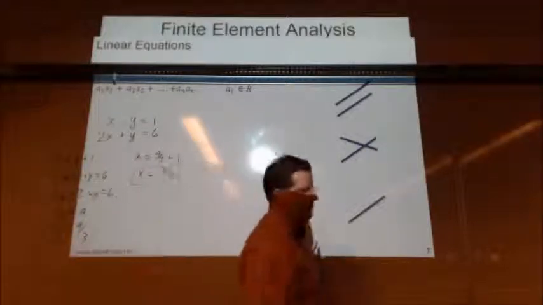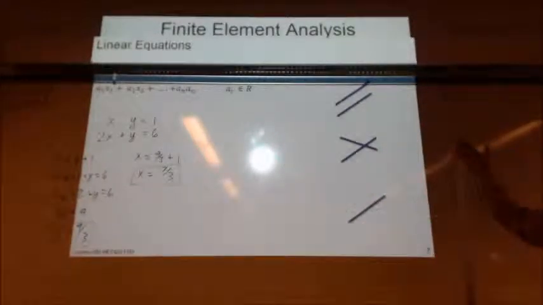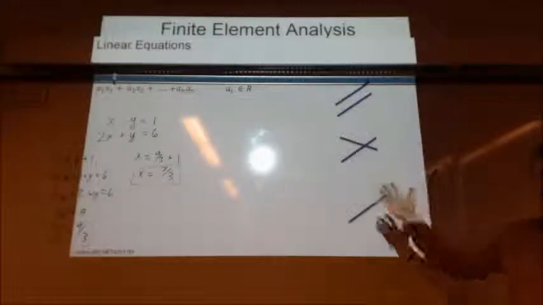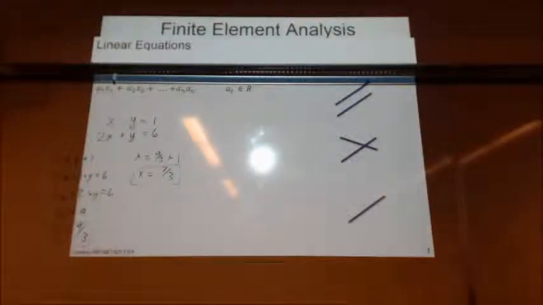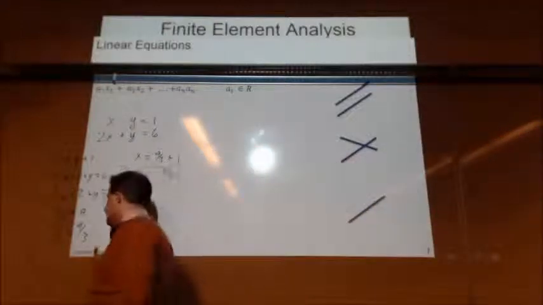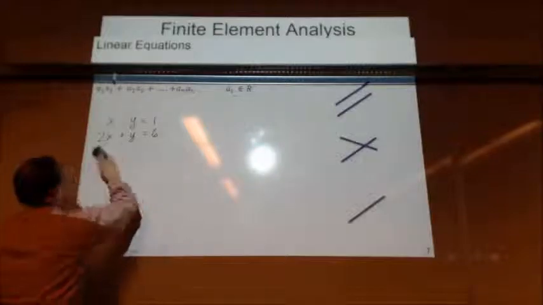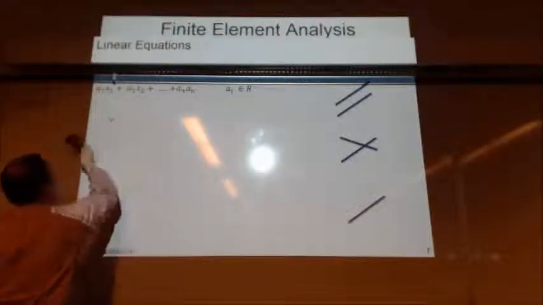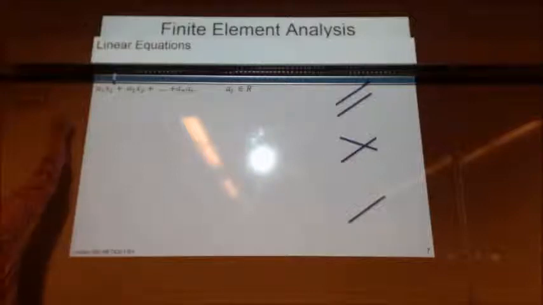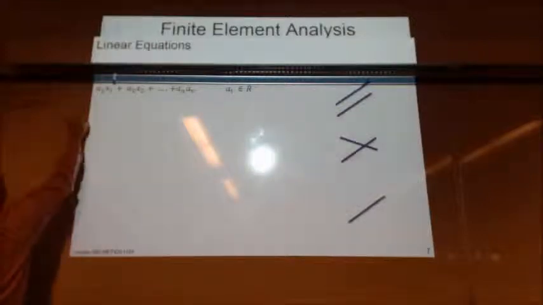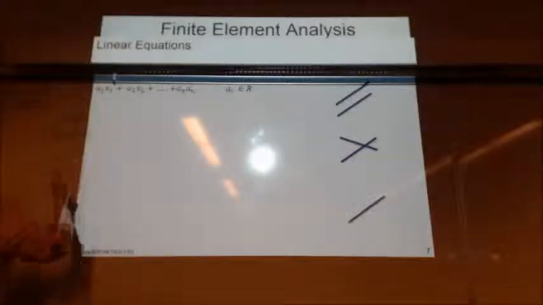But if we had lots and lots of equations, 6 or 8 or 10 or 100 or 1,000 of them, this would get pretty tedious and fairly hard to do. So we'll start working on some different and better ways. x minus y equals 1, 2x plus y equals 6 here.